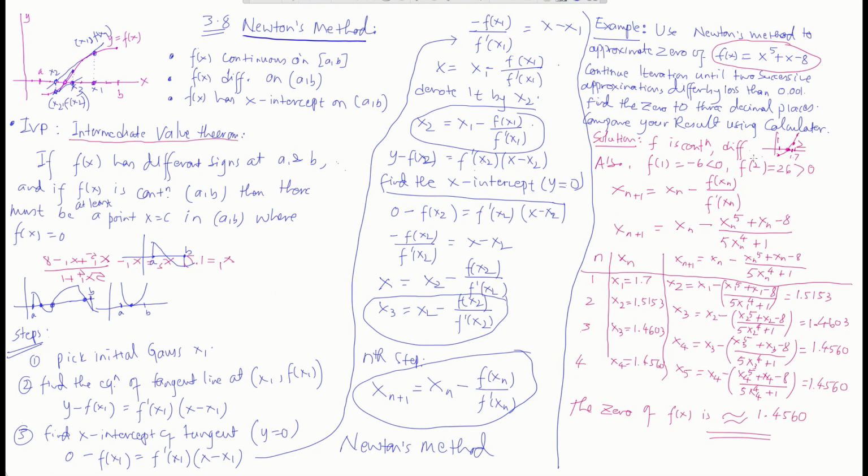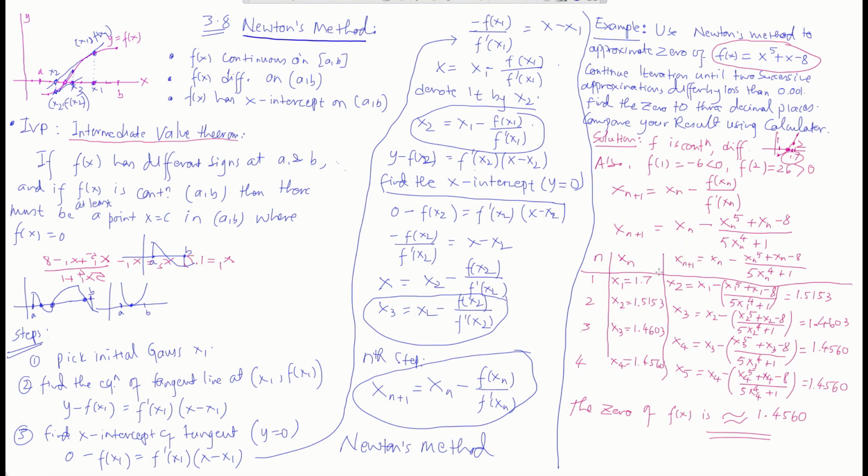We know that at 1 it is a negative value, and at 2 it is a positive value. So the root, or the zero, must be between 1 and 2. So picking any number between 1 and 2 works. What I picked is 1.7. So I pick x1 is 1.7. You can pick anything, like 1.1, 1.9, 1.8, 1.5. But pick close to the root, and since we know that the zero lies between 1 and 2, I pick 1.7.